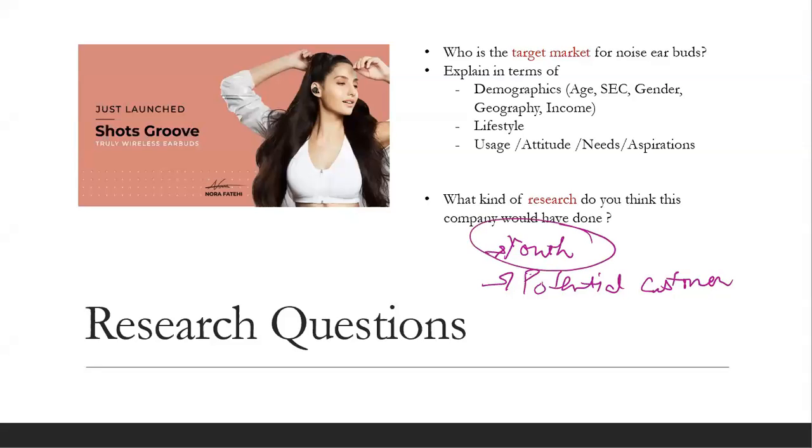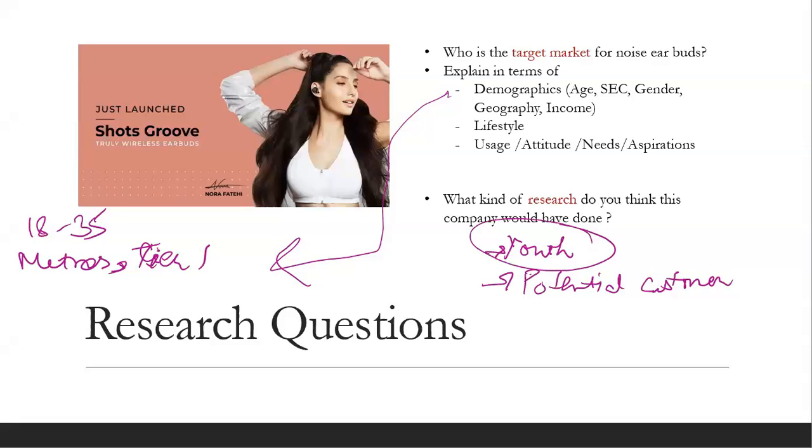But demographic wise, if you have to explain it in terms of demogs, what do you understand by demogs? Like age, socioeconomic class, gender, geography, income. Can we make it clearer? Yeah, okay, go on. For the age factor, we can take 18 to 35. And for the geography, it will be mainly for the urban areas. Yes, for the urban areas, you can write metro, metropolitan cities, and tier one. Yes, ma'am.